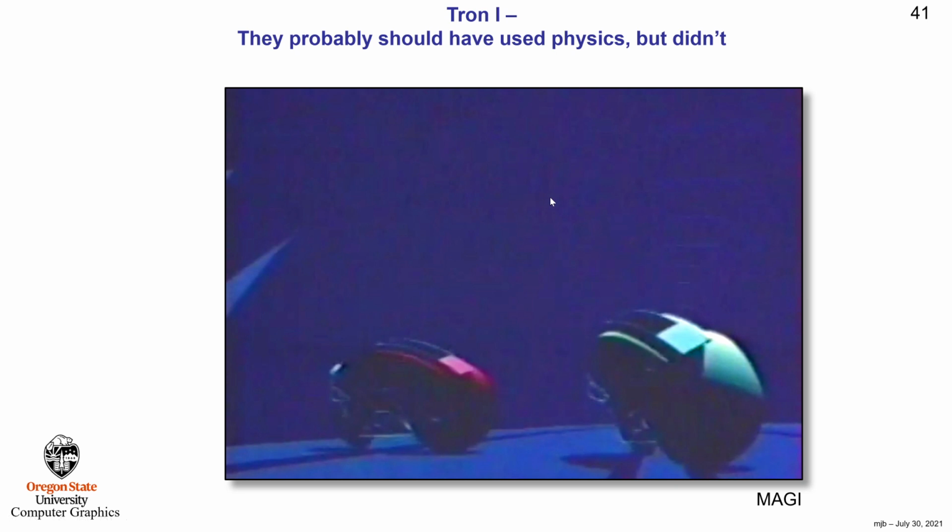These are some animation examples. This is from the first movie Tron. The motorcycle's going around this corner. They just keyframed the lean angle. It's all wrong. It just looks horrible. They really could have benefited from some physics.